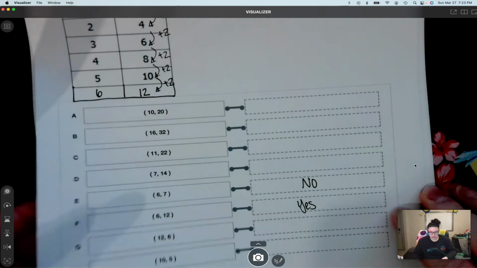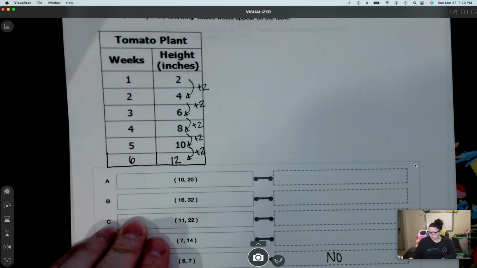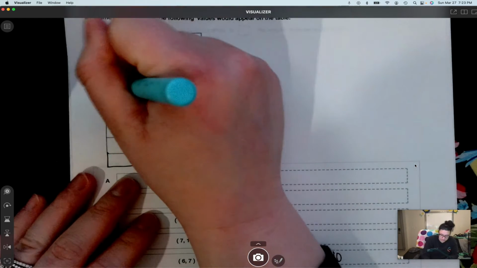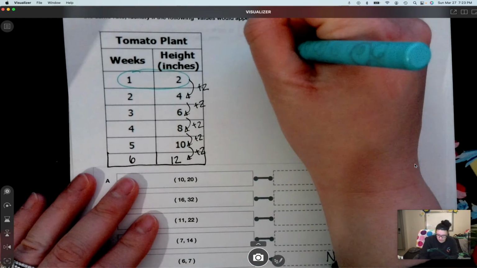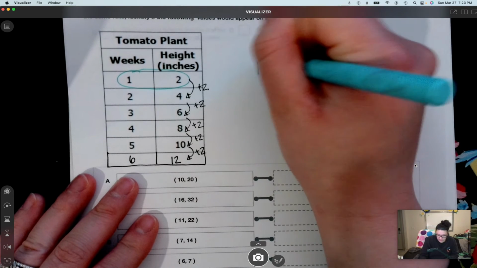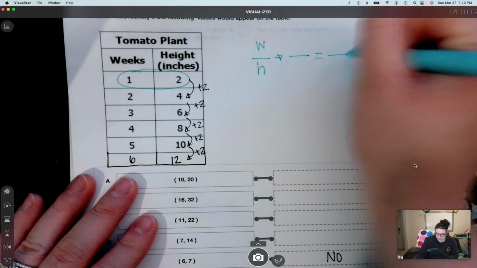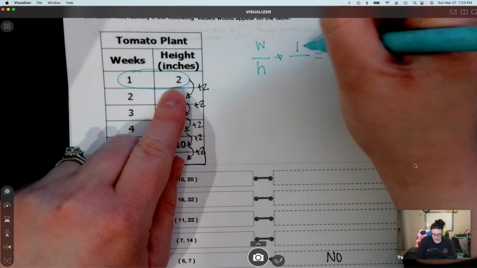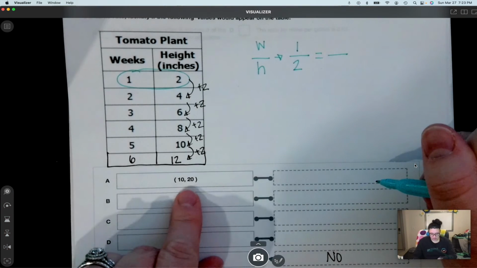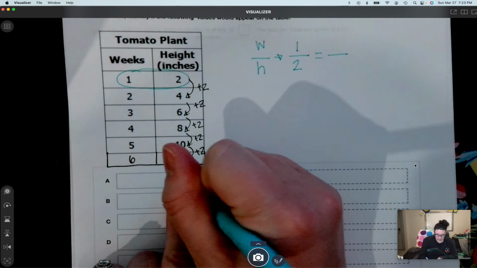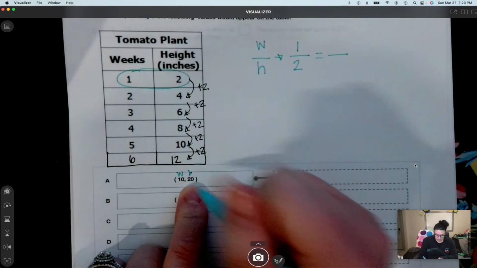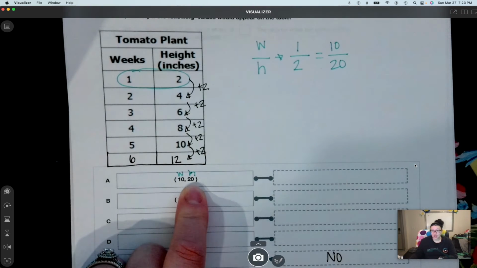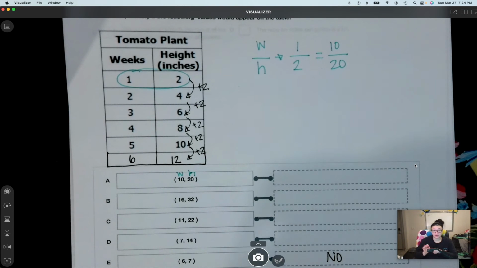A second strategy that you can do is you can set up a proportion. We can set up a proportion using the numbers from the table. So if I'm comparing my weeks and then my height, I can set up proportions and see if those numbers work. So I have 1 week for every 2 inches, and then this 10 would be my number of weeks, and 20 would be my H. So if I do 10 and 20 like this, I can do my cross multiplication, my butterfly multiply, to see if it would work.